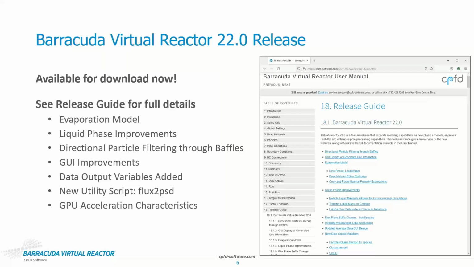If you're a Barracuda user, you should have received your release email in mid-May, and if you didn't, please let us know and we'll make sure that you're on our email list for release announcements. Version 22 is available for download on the CPFD support site. So if you haven't gotten it yet, I encourage you to log into the support site to download it. You can find more details about all the things we'll cover today in the release guide chapter of the user manual, along with links to the full documentation sections in the manual.